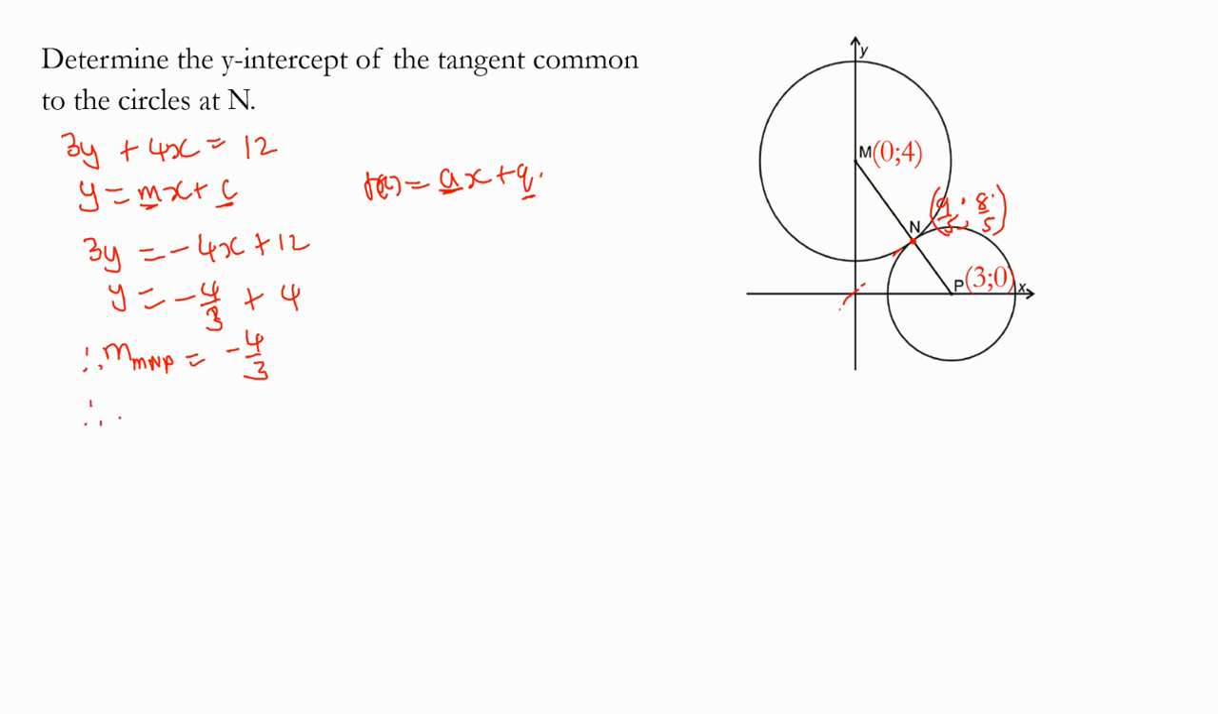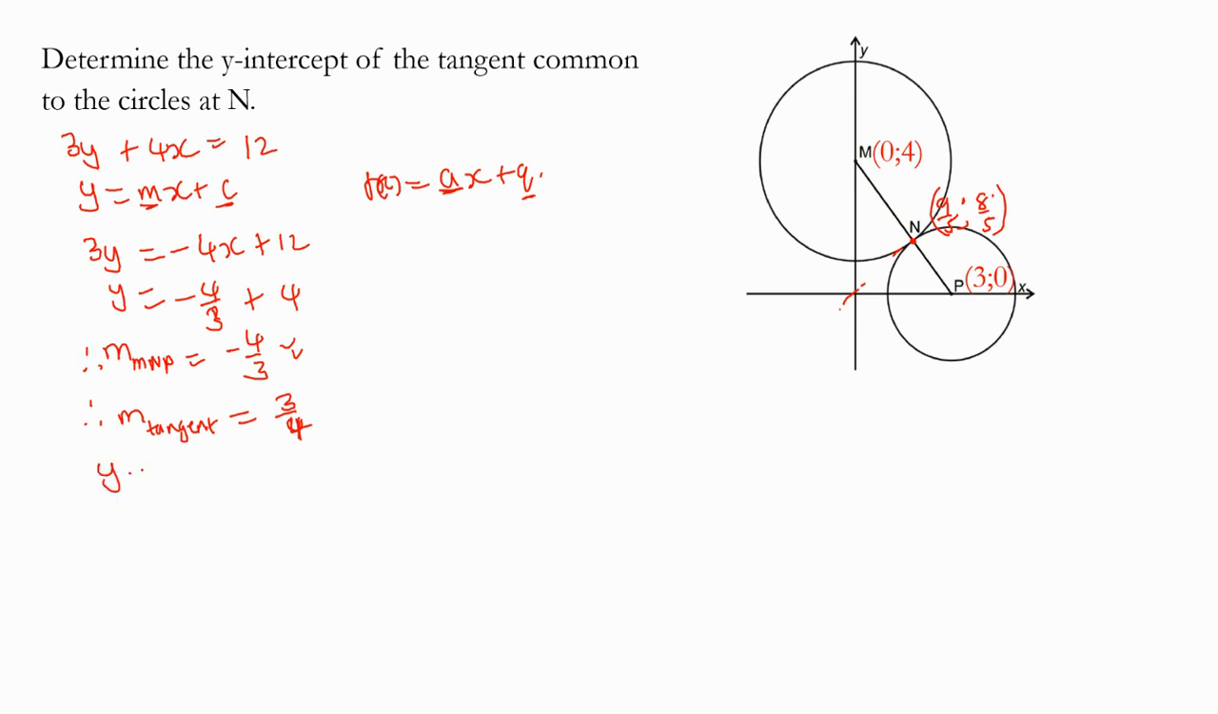So therefore, the gradient of the tangent is the negative reciprocal of this. Negative reciprocal of this, so it's going to be 3 over 4. So now we have the gradient of the tangent, which is 3 over 4. Remember now, we want the equation of the tangent.